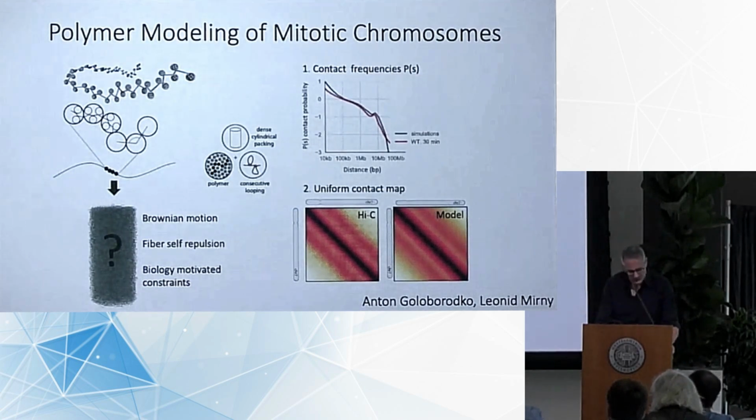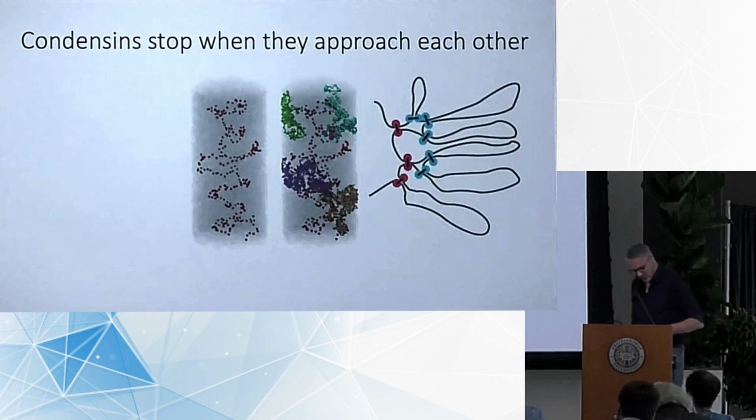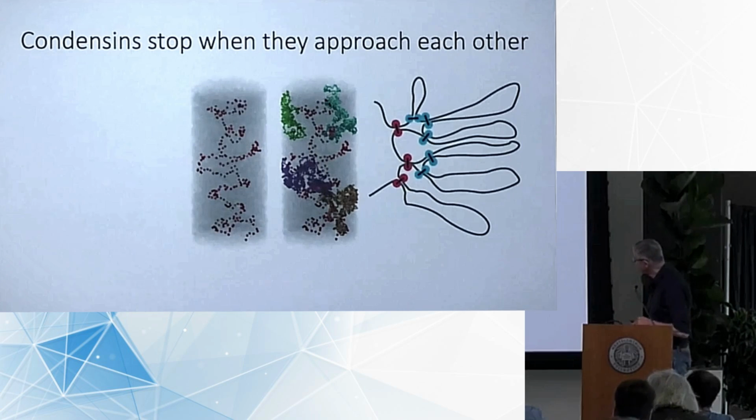The reason why I introduce all these things about these mutants is because I think it tells us a little bit more about how condensins interact with each other to make a mitotic chromosome. So here's a chromosome made by just, I think, condensin 2.